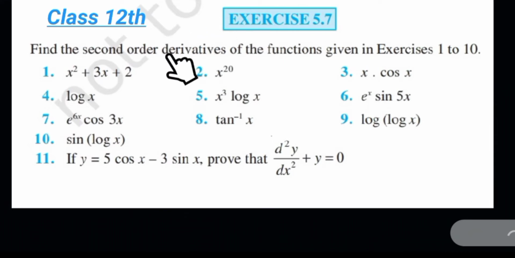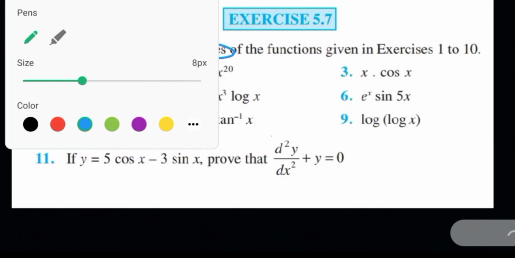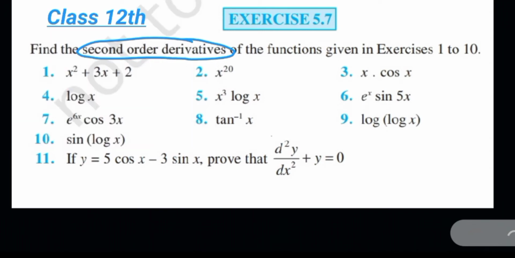Okay, so this is second order derivative. In this chapter we will discuss second order derivative. This is part 1 of exercise 5.1. In this video I will discuss the questions from question number 1 to question number 5. In the coming videos I will make part 2, part 3 and will complete this chapter and solve every question. Okay, so we'll start with the first question.